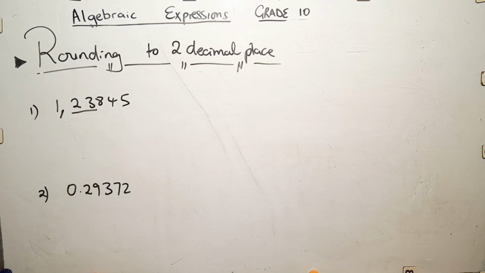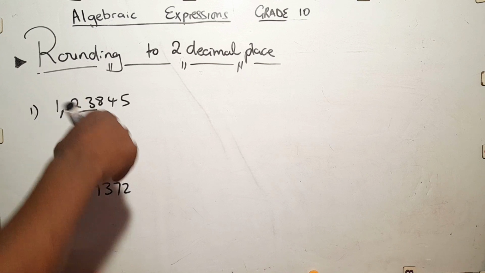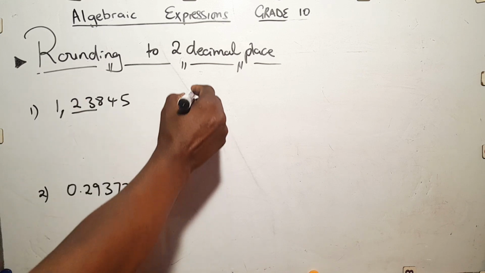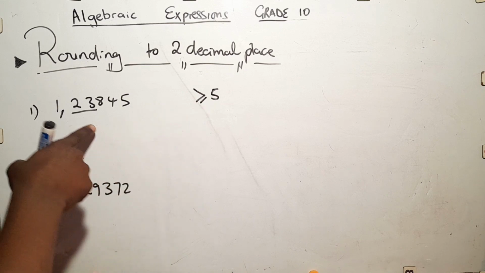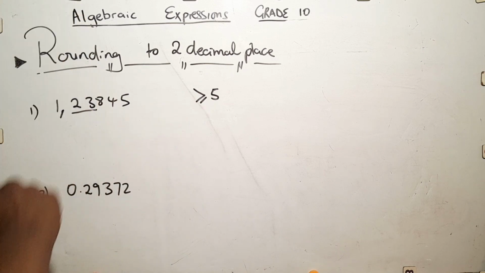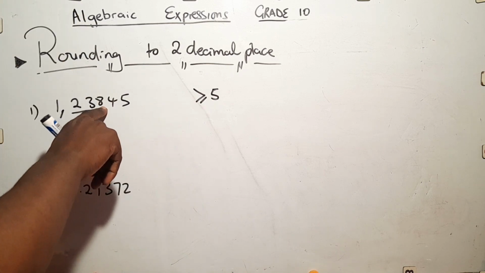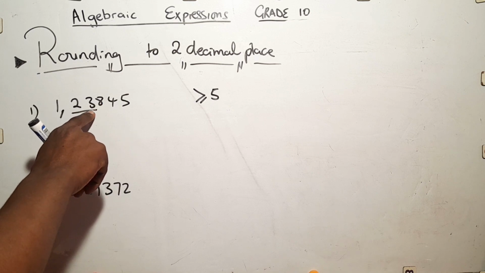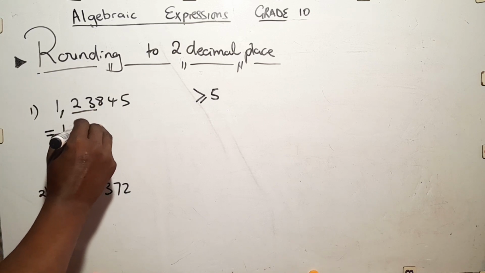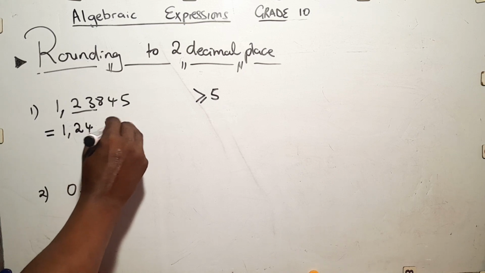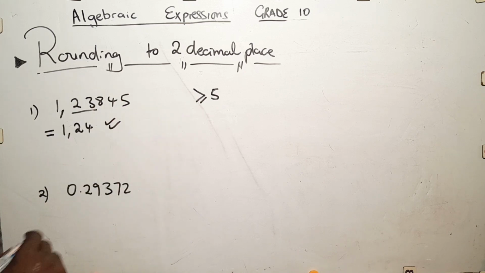So now what do you do? You check your third digit. If your third digit is greater than or equal to 5, then that will affect your second digit. It will move up. So since this is greater than 5, it will cause this to move up to be 4. So this will be just 1.24, like that.